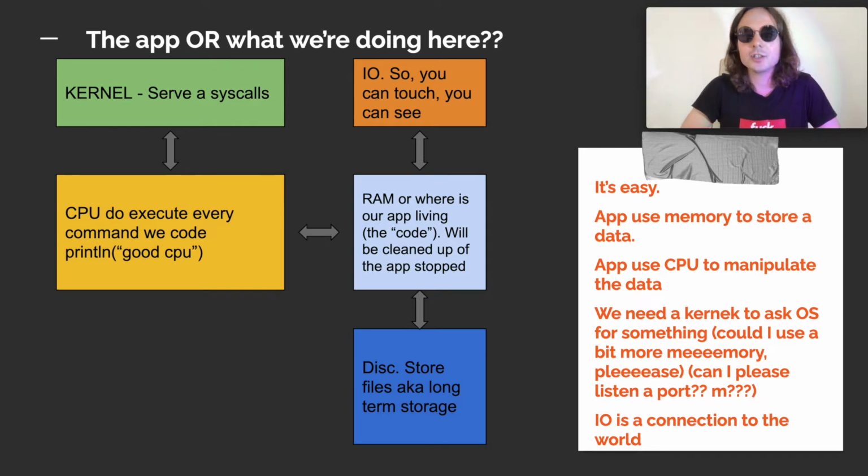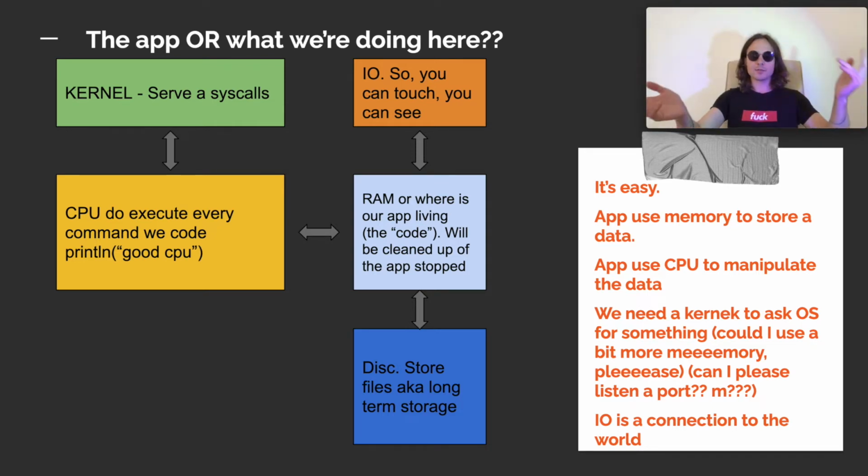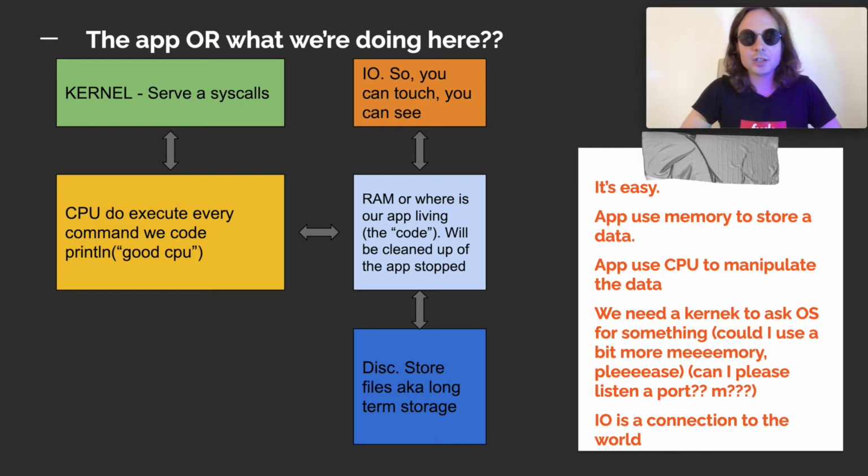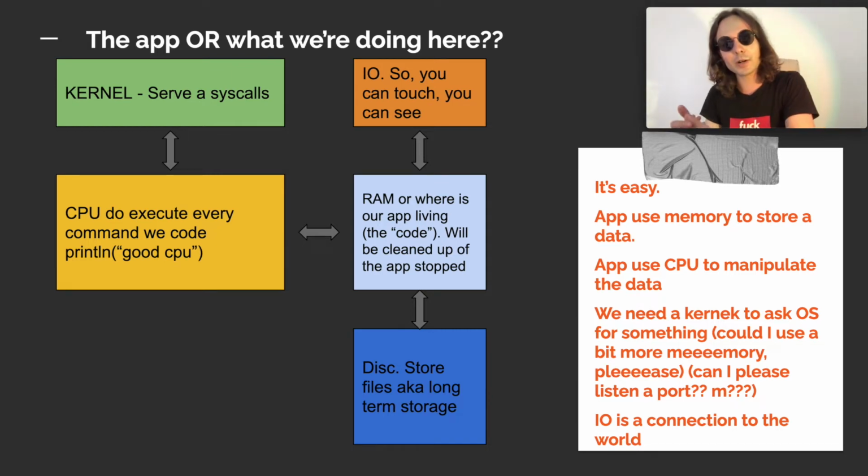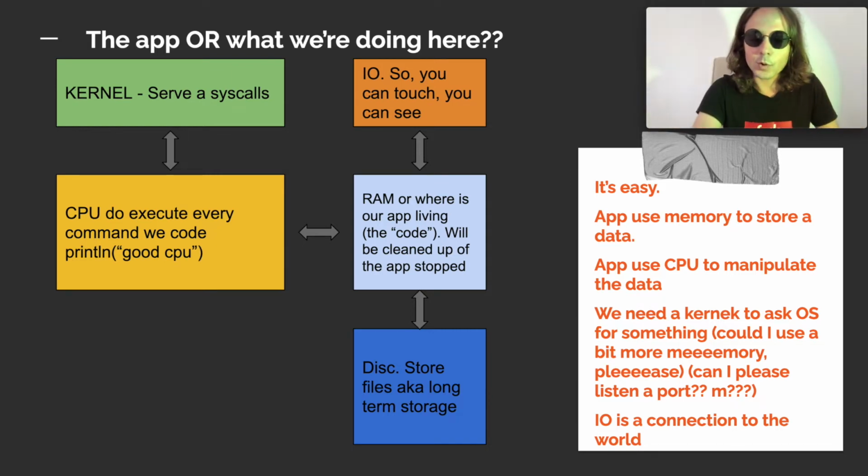Because our application needs to give some instructions for the CPU, our application needs to use input and output, and our application needs to use the disk. And the kernel is what will be used to actually ask the operating system for something, like give me more memory please, can I listen on this port, etc.